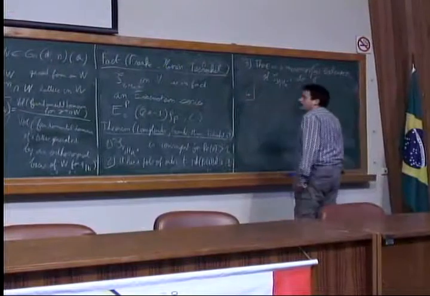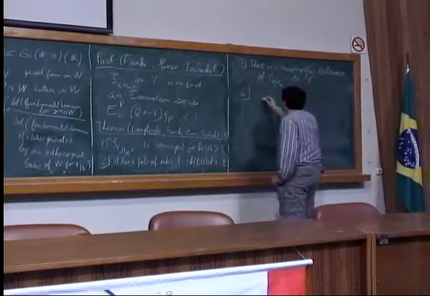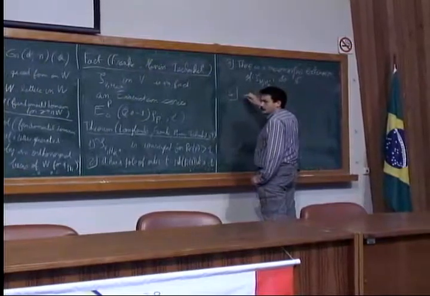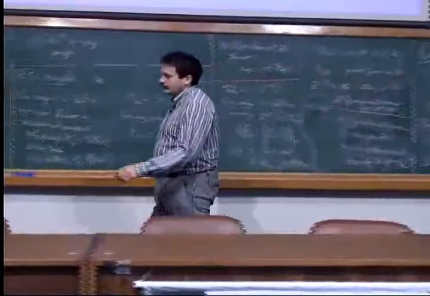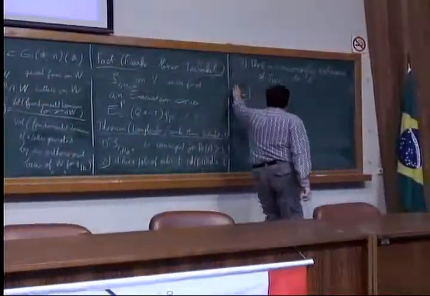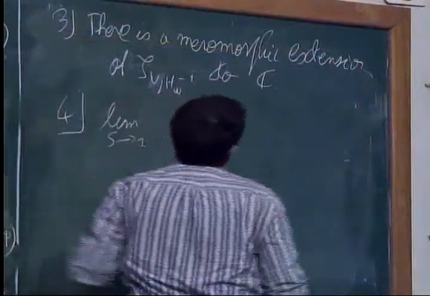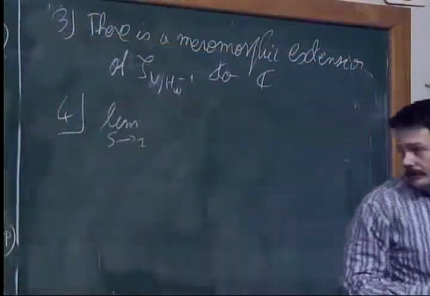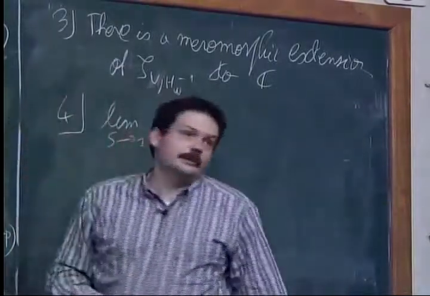Fourth item, well, oh, that's bad. Anyway, oh, I know. Sorry. Well, I will go back to that later on. Okay, so the fourth item is that the limit. Sorry? The rank of the Picard group.